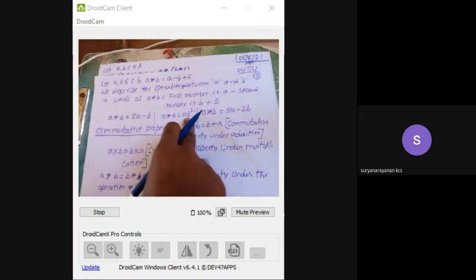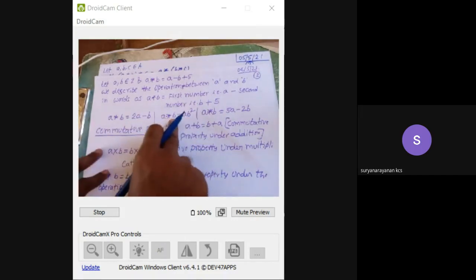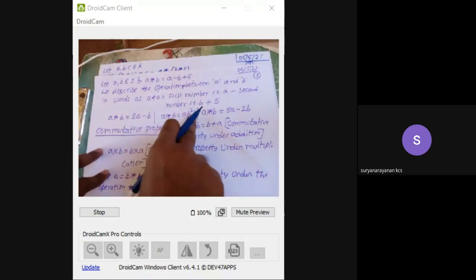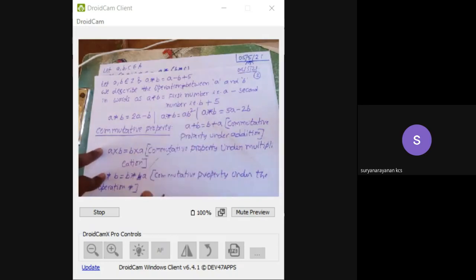Yesterday, you were told that star between A and B is defined as the first number times the square of the second number. In this way, you have to decode this operation into your own words. Okay, my dear children, got this one?